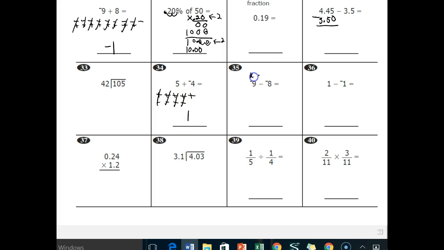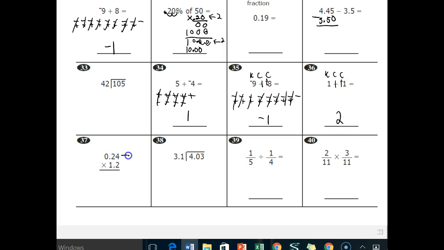For 35, make sure you do KCC, keep change first. I have 9 negatives and 8 positives, and this should be very familiar because we did a problem like this just about 2 seconds ago. I'm left with 1 negative because all these cancel out. My answer is -1. Number 36, KCC, becomes 1 plus +1, and that's just 2.